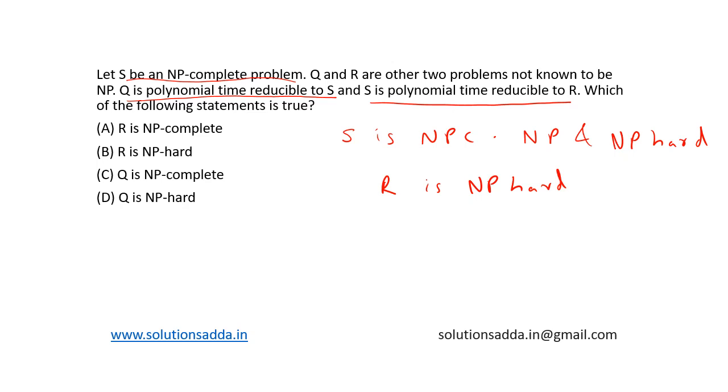Q is reduced to S in polynomial time. If Q is reduced to S in polynomial time, Q could be in NP because NP problems could be reduced to S. Since Q could be in NP, Q could be in P as P is a subset of NP. Also Q could be NPC because every NPC problem can be polynomial time reduced to another NPC problem. So we cannot conclude anything about Q here. So the correct option is option B. R is NP hard.